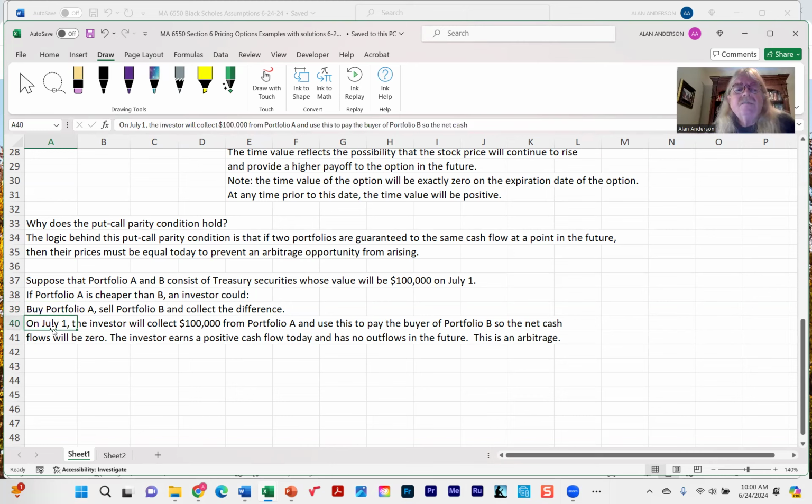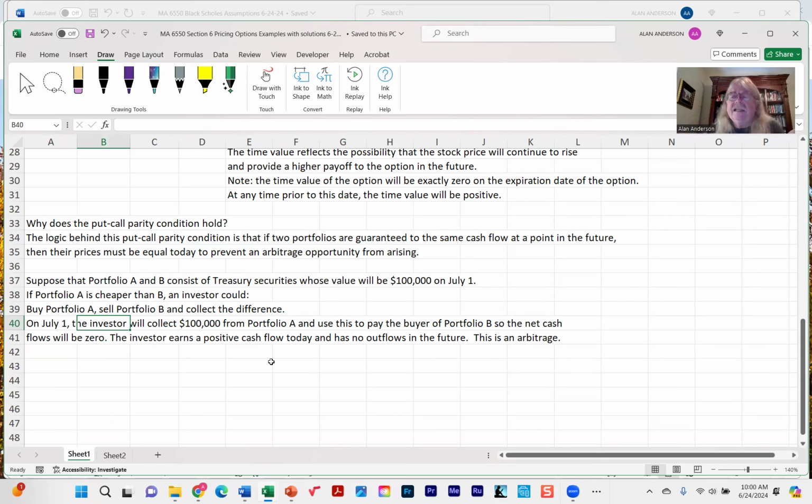And then on July 1st, you own the portfolio A, you'll collect your 100,000. You can then turn around and use that to pay off the owner of portfolio B, because that's how much you owe them. So on July 1st, you have $100,000 coming into your pocket and $100,000 coming out. You have no net exposure on July 1st or any other day for that matter. So the fact that I was able to collect money today and have no exposure in the future means that I've just earned an arbitrage profit.